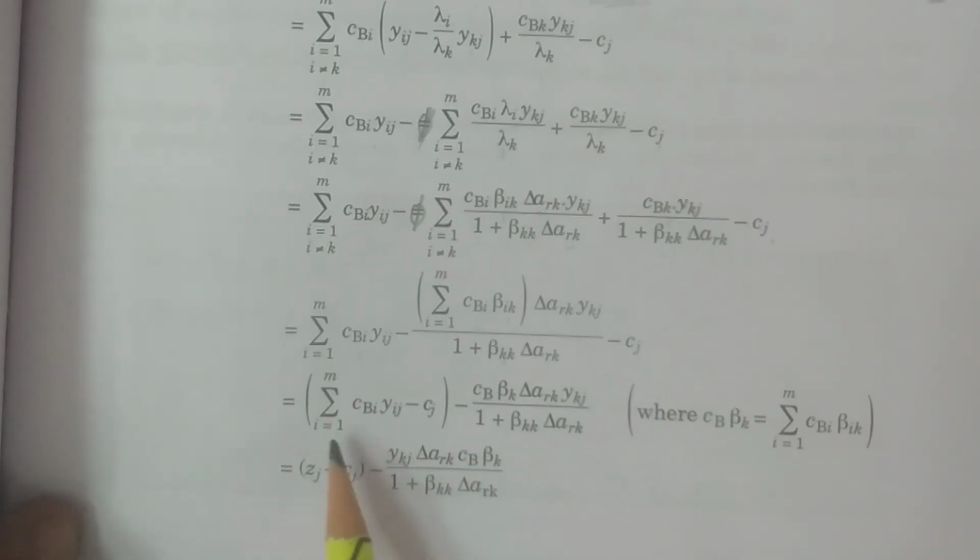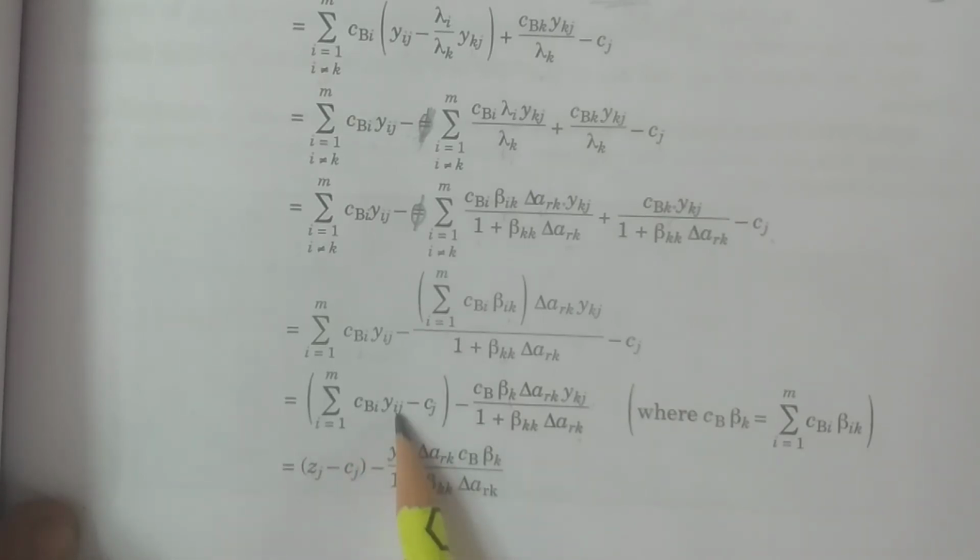So it is nothing but summation I is equal to 1 to m CBI YIZ minus cj, and the remaining term, summation I is equal to 1 to m CBI beta ik, can be written as CB beta k in the vector form, the matrix form. CB beta k multiplied by delta ark ykz divided by 1 plus beta kk delta ark. Okay, what is this? This is Zj minus Cj. Zj is nothing but summation CBI Yij. So Zj minus Cj minus Ykj delta Ark Cb beta k, divided by 1 plus beta kk delta Ark.